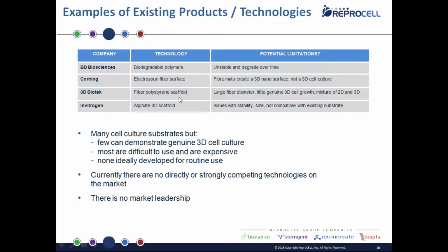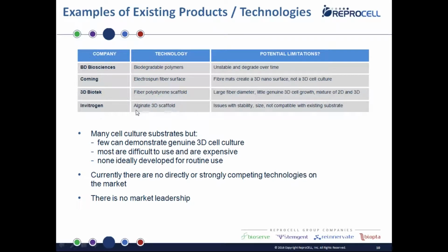The fiber scaffold has, in a way, the opposite problem compared to the electrospun fiber, which is that the fiber is quite large. So you have cells which grow on a curved 2D surface, and it's really only in the places where the fibers meet each other, where you've got a bit of a corner, that you can have a small amount of three-dimensional culture. But by and large, it's mostly a curved 2D culture as opposed to a 3D culture. So again, not genuine 3D.